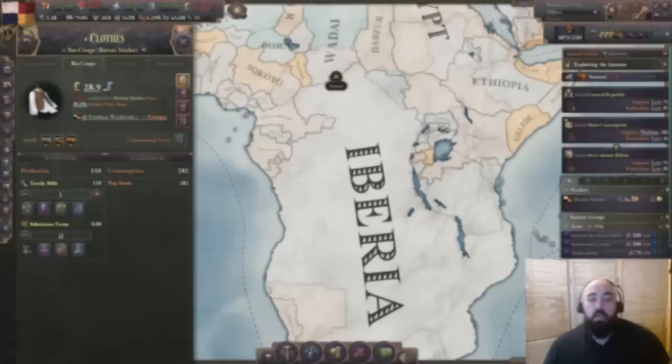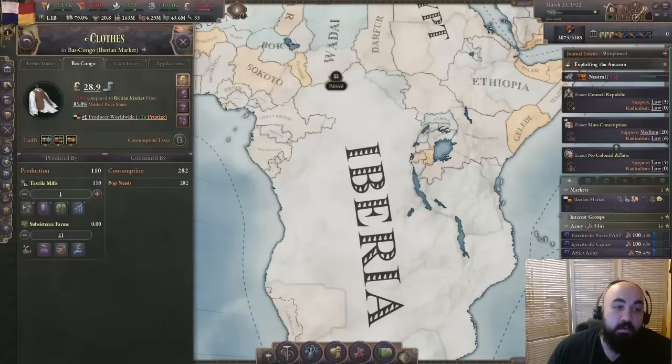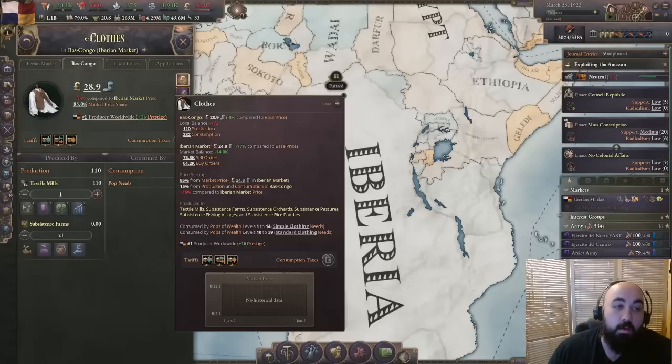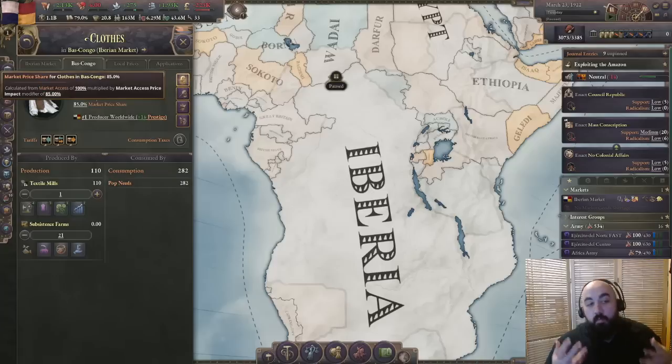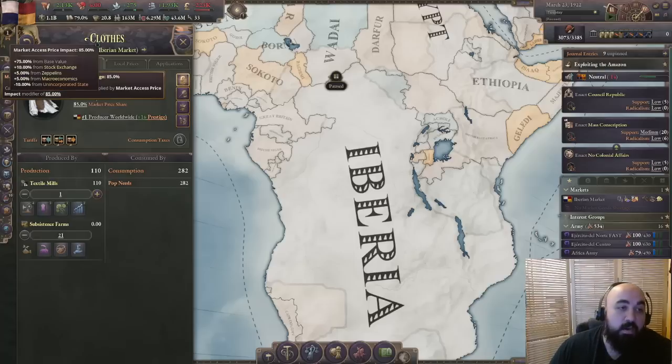The first and most important aspect of where you want to auto-expand has to do with market access price impact, or MAPI. This is the most important because it's going to affect the real prices that goods get paid at locally, and you generally want to have vertically integrated economies. One very important thing to discuss with MAPI is that you will be getting minus 10% from an unincorporated state. So generally speaking, you are going to prefer not to place manufactories in unincorporated states.